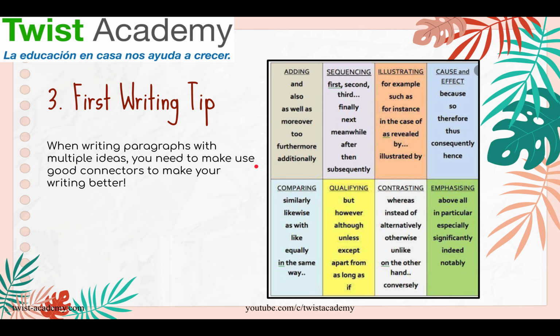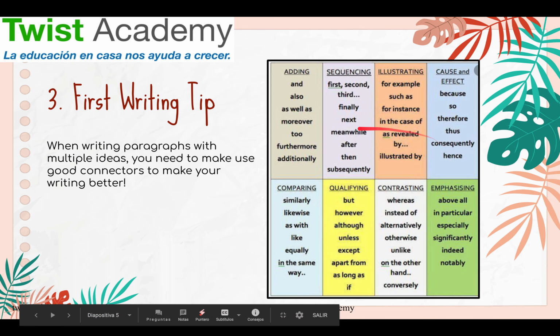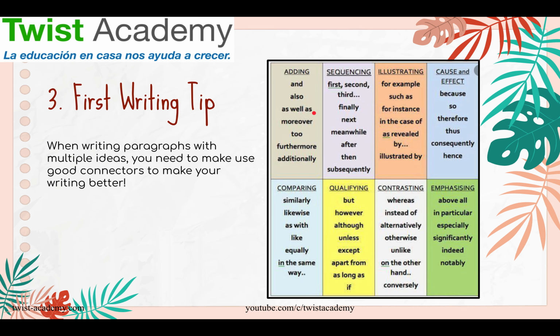So, for example, here I put a chart full of connectors that you can use in your paragraphs. An example could be when adding something to your paragraph. You can use and, also, as well as, moreover, etc. For example, I can say, I like cake as well as ice cream.